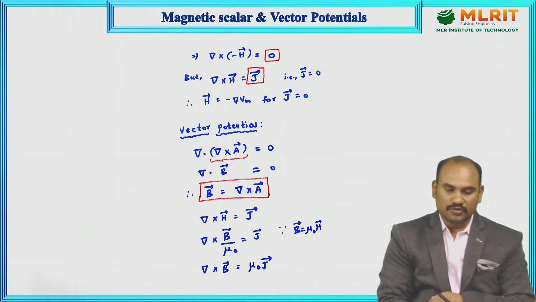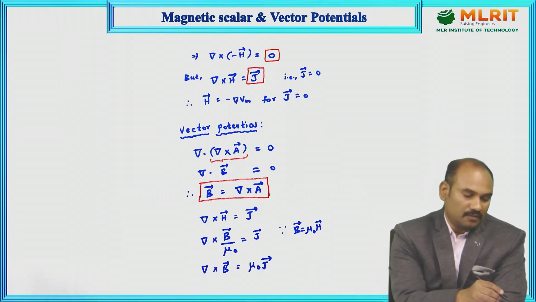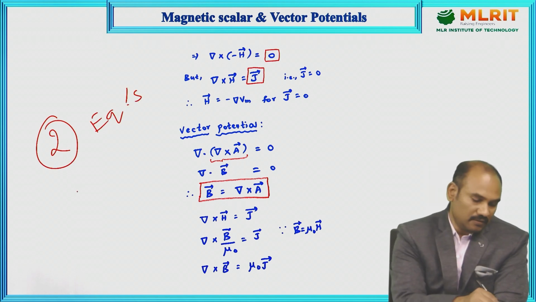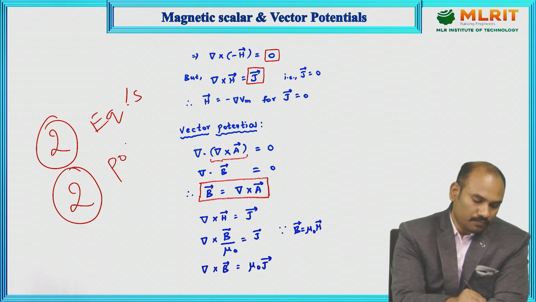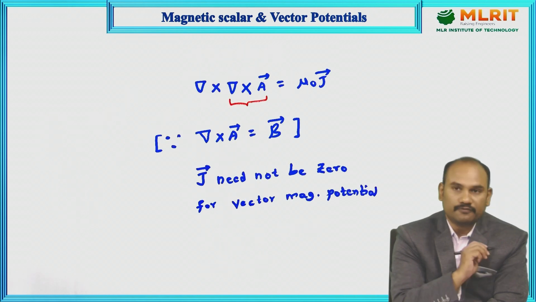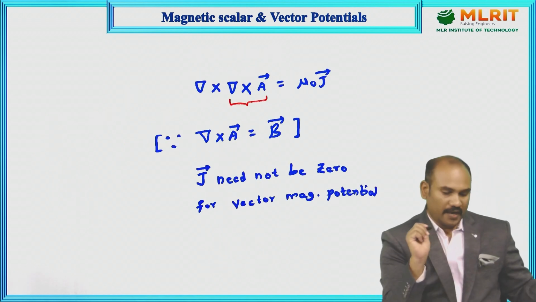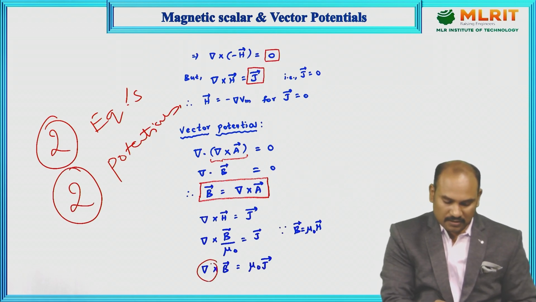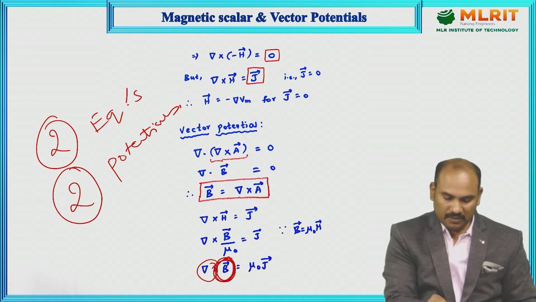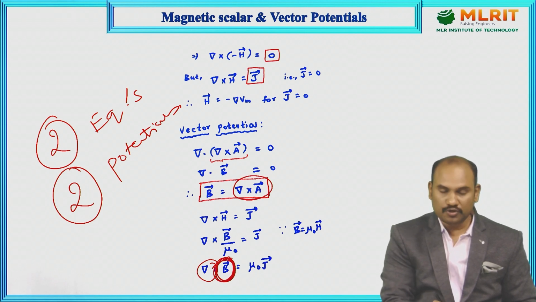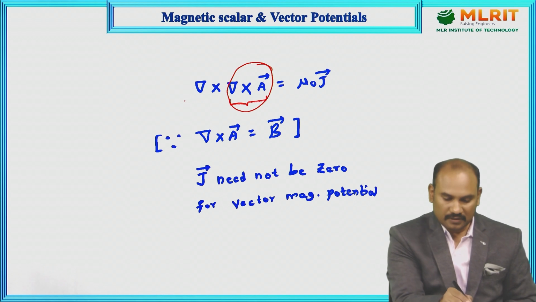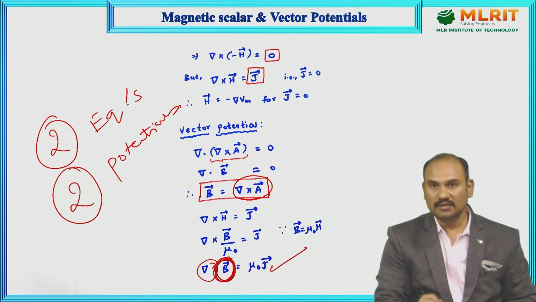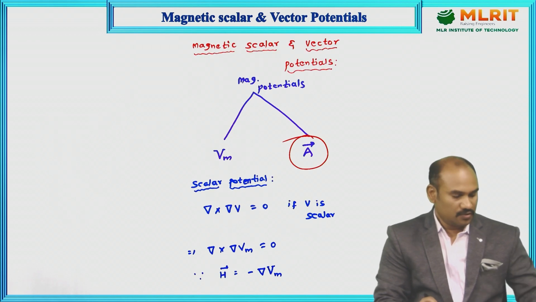So, to summarize today's discussion, we have seen Maxwell's two equations for magnetostatic fields. We have seen two potentials for magnetostatics. And this summary comes like this. Del cross B bar. We know what B bar is. B bar is del cross A. So, in place of B bar, substitute del cross A. So, you get del cross del cross A equal to mu naught J. This mu naught J is as it is on the right hand side. There is no change. So how do you understand this?